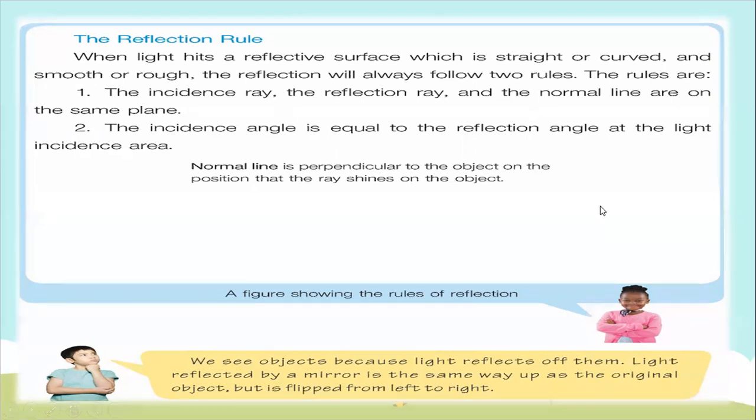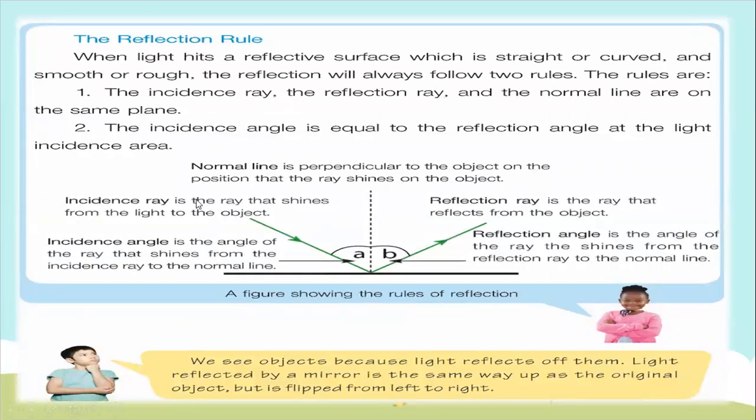All right. So we see objects because, how do we see objects? We see objects because light reflects off them. Light reflected by a mirror shows the same image as the original object, but flipped from right to left. Okay, so that's all the conclusion. You can see here.